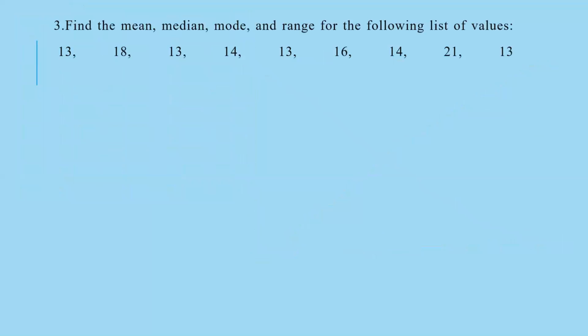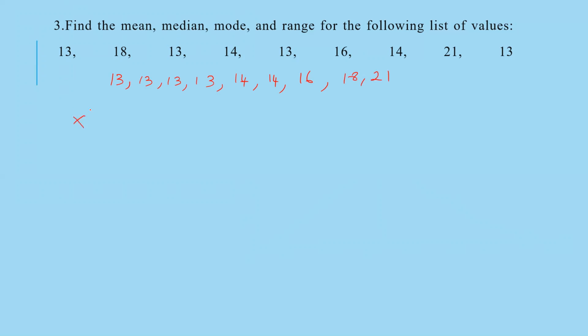Now let's quickly move on to the next sum, the third sum. This is again a very simple sum. You're given a set of individual observations and you have to calculate mean, median, mode and range. Here you see the values are not in order, and especially for calculation of median, for individual series it should be arranged in either ascending or descending order. So let's quickly arrange this in ascending order. We have four 13s followed by 14 twice, and then we have a 16, 18 and 21.